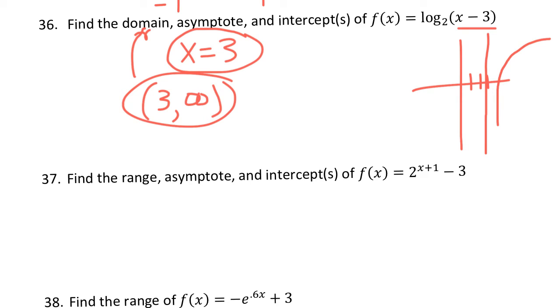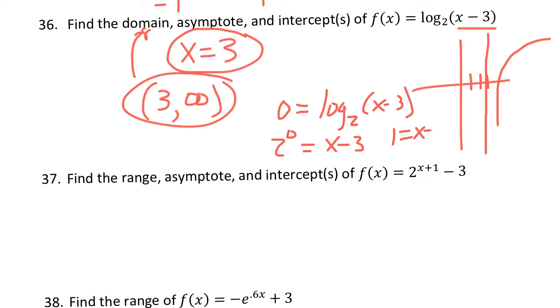We can also find the x-intercept by letting y be 0, and turning this into an exponential to solve it. 2 to the 0 equals x minus 3. 2 to the 0 is 1. Adding 3 is 4. So the y-intercept is 4, 0. Actually, that's the x-intercept. Misspoke.